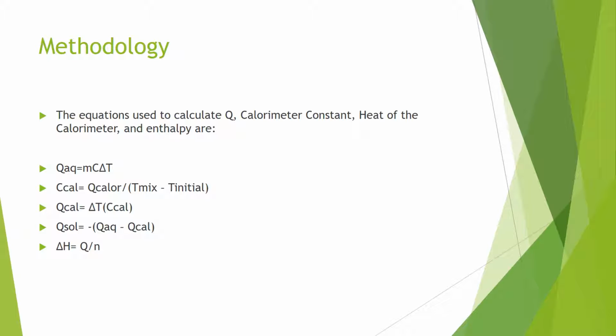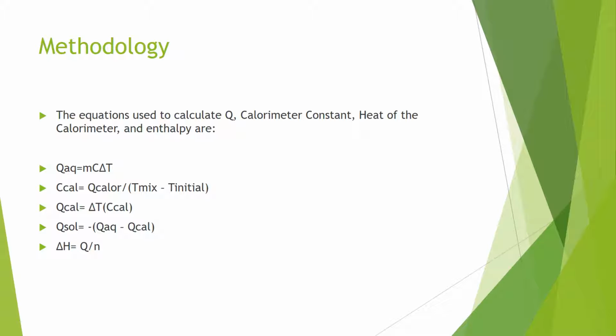These are the equations used to calculate Q, the calorimeter constant, the heat of the calorimeter, and enthalpy. Q aqueous, or heat of the mixture, is found by multiplying the mass of the solid by the specific heat of water and the change in temperature. The calorimeter constant is found by dividing the heat of the calorimeter by the temperature of the mixture minus the initial temperature of the water.